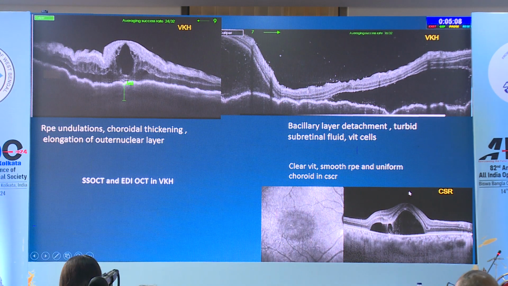CSR is one of the very important differential diagnoses of VKH disease, especially if it comes in the early stages. And you can see in the OCT here how clear the vitreous is in the CSR with a smooth RPE, whereas you can see the RPE undulations, the choroidal thickening, and the elongation of the outer nuclear layer in the VKH, and the vitreous cells which are there in VKH with the turbid subretinal fluid and what we call the bacillary layer detachment here.